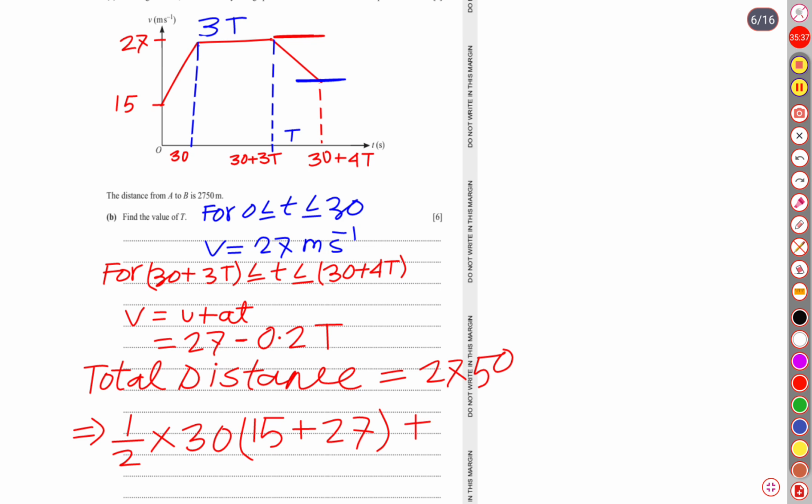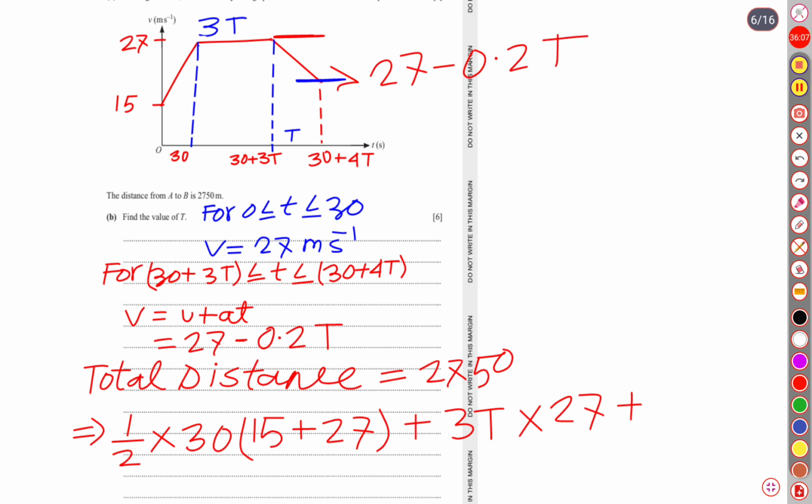Plus the second phase. Second is a rectangle, sorry, not a triangle. So rectangle is base into height. Base is 30 plus 3T minus 30, so it is 3T, and our height is 27. Now for the third phase, here we have already found that the velocity is 27 minus 0.2t.